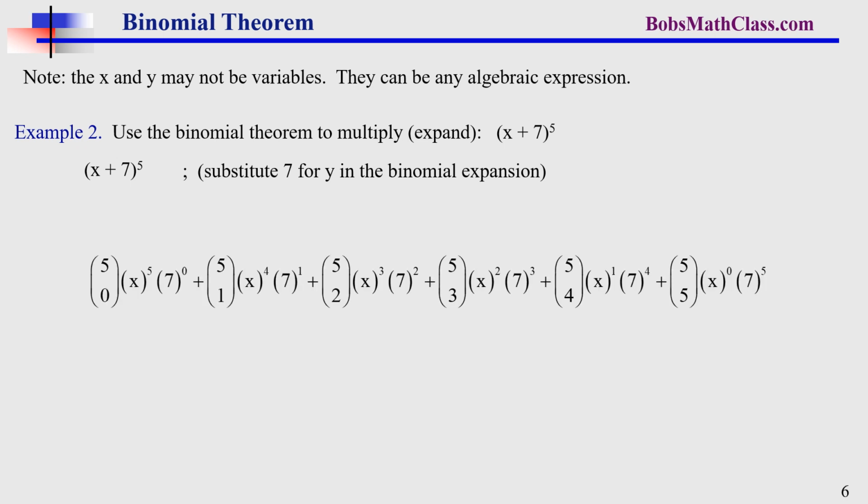So we start out at 5 because n is 5, right? So we start out at 5 choose 0, 5 choose 1, 5 choose 2, 5 choose 3, all the way until we get to 5 choose 5. And in the first term, our x starts at x to the 5th, and then it decreases until we get to x to the 0. And the second term, which is a 7 this time, has an exponent of 0 and then increases until we get to 5.